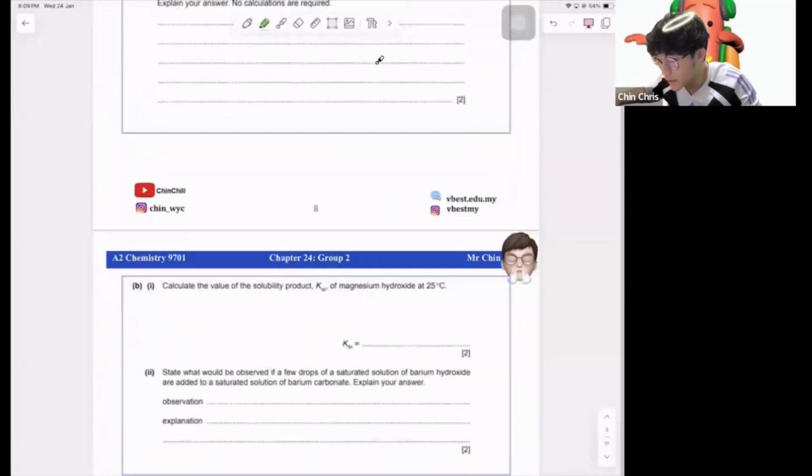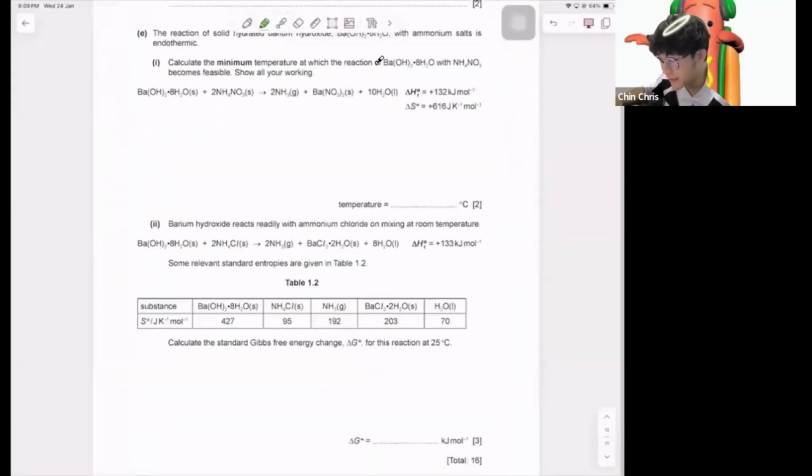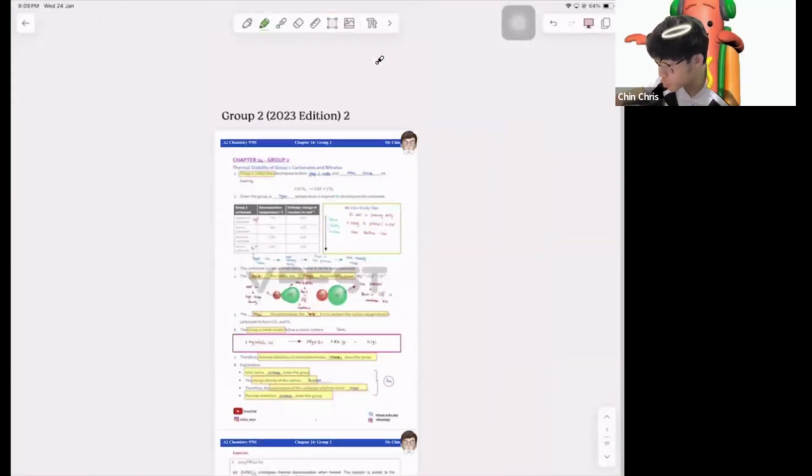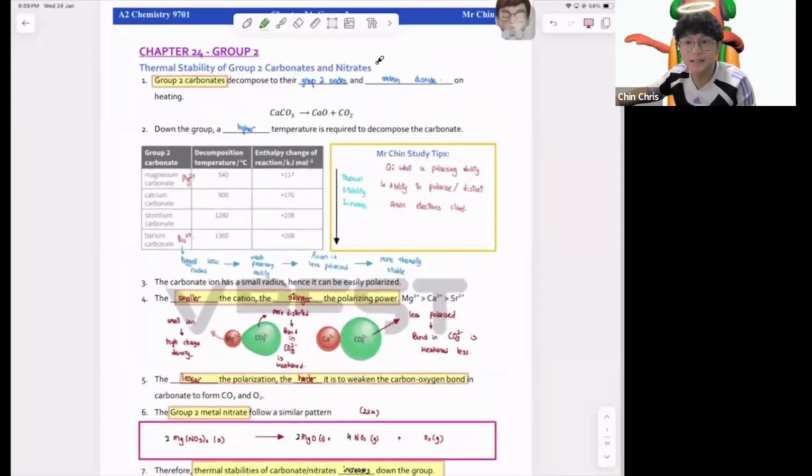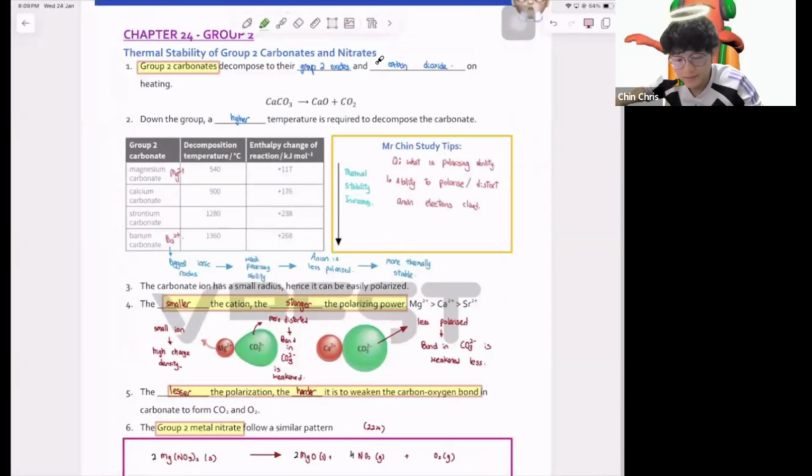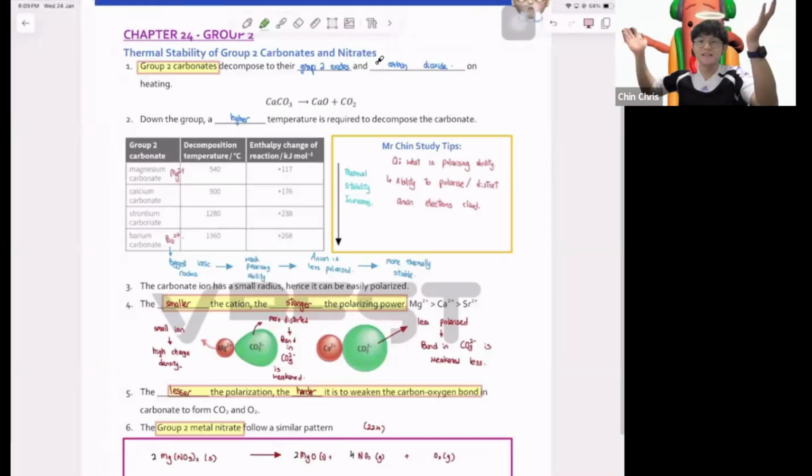Alright, guys, all this homework, you can try to do it. These are all the questions for you guys to practice for your group two. Group two alone has 91 pages. It's crazy, right? Even the conversion is lagging. The entire file is too big already, guys. Just chill for a bit.